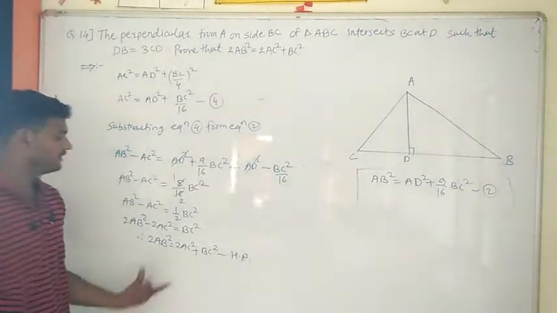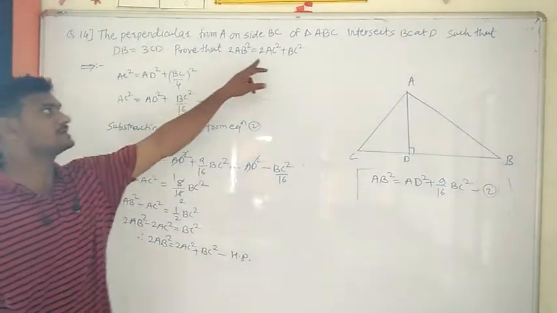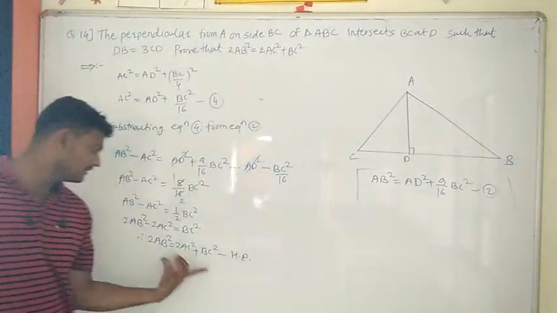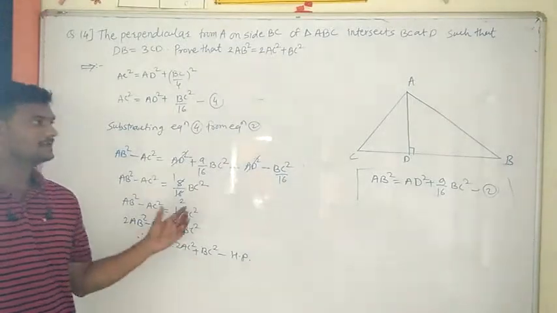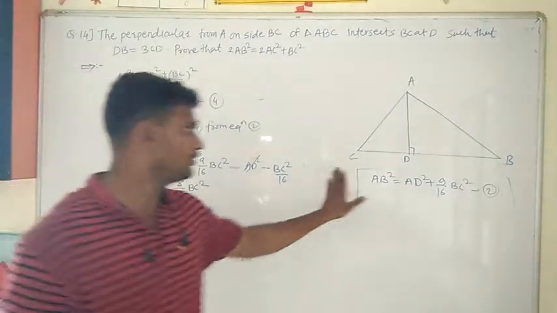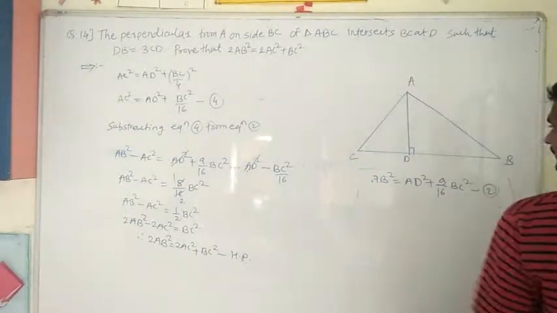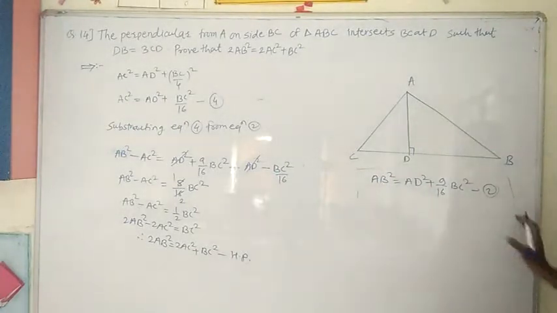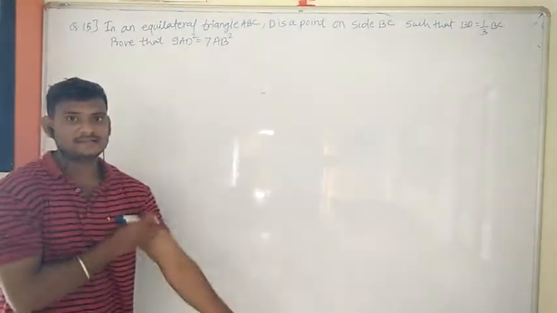This much only we want in the proof. See here, 2 times AB square is equal to 2 times AC square plus BC square. This much only we want in the proof, hence proved. Copy down this and don't need to write this. For reference, you can refer to this equation number 2. Copy down this. Now we will see question number 15.